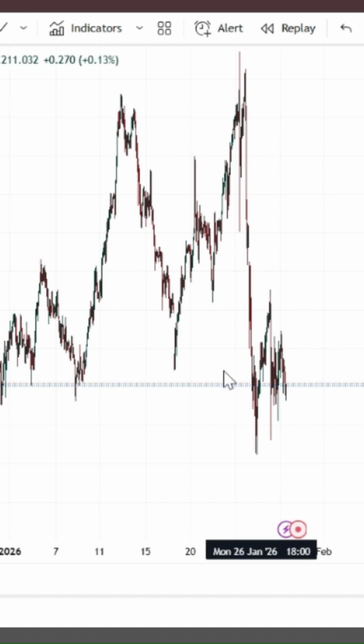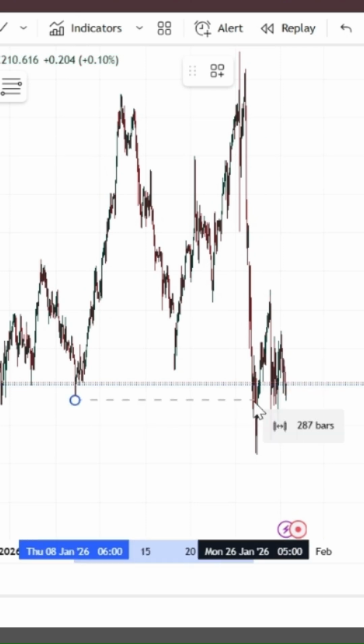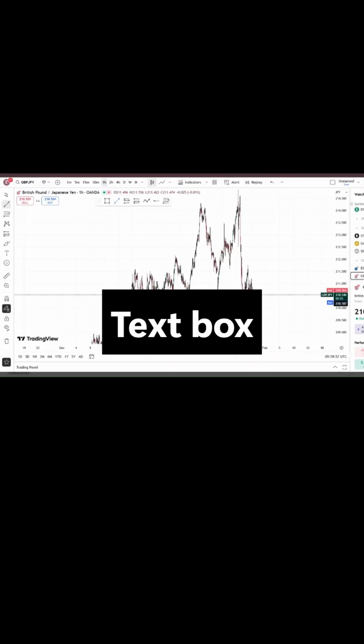Normally I'm going to take my line tool here. You can see this is a trend line tool. I'll just click on it, then I'll draw a line from this point to this point here. So now I'm drawing this line from this point A to this point B.